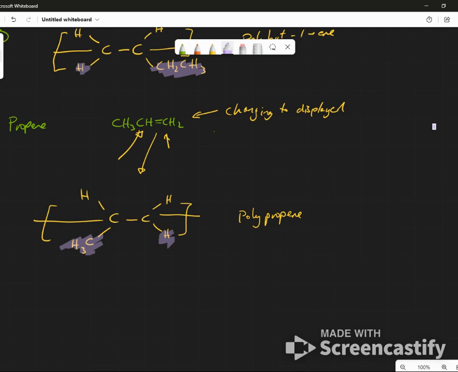Okay, so if you compare, let's draw 2 units of polypropene. There's 1 unit. And there's 2 units. There's a CH3 there. And there's an H there. And there's a CH3 there. And there's an H there. Do my continuation lines. There we are. That's polypropene, isn't it?